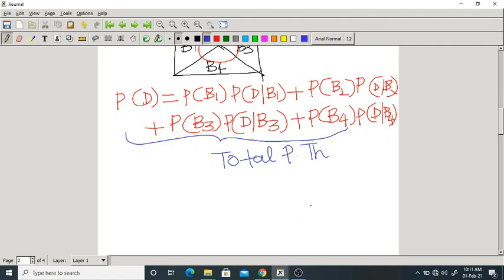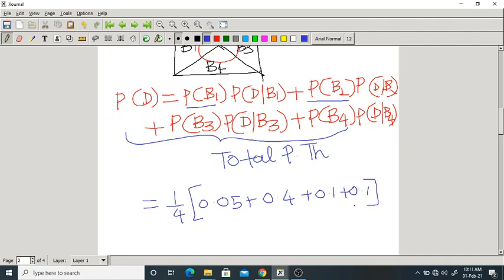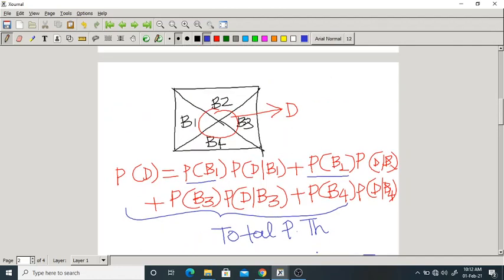Now you have everything with you. Furthermore, P of B1, P of B2 and so on are all equal, so you can take them as common, that is 1 by 4. What is P of D given B1? 0.05 plus 0.4 plus 0.1 plus 0.1. So try to calculate this. It is 0.1625. This is the probability that you get a defective component from these 4 boxes.